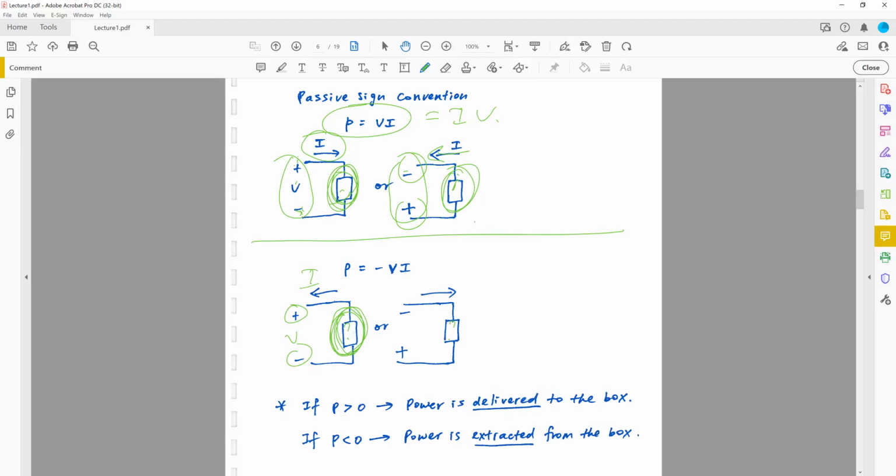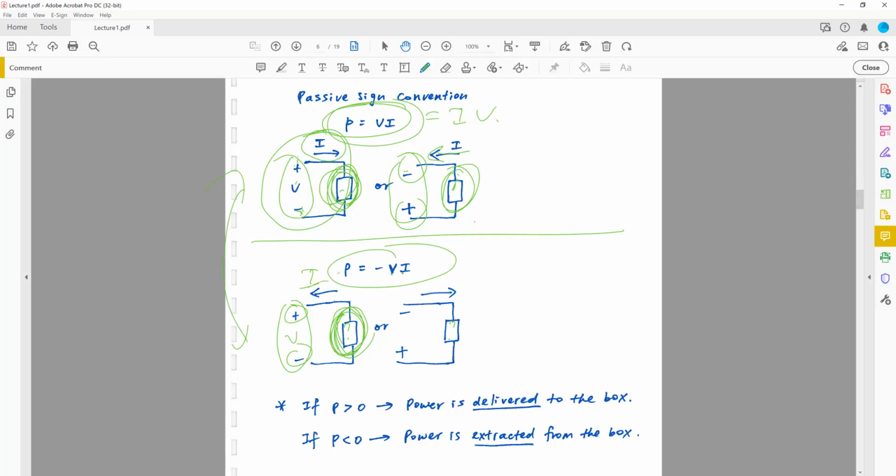Because in the beginning, I apply some voltage source and the current goes into this box. But now I apply the same voltage, and the box is returning some current back to this voltage source. So clearly, these two scenarios are not the same. On the top, I have P equal to V times I, but on the bottom, I'm going to have P equal to minus V times I.